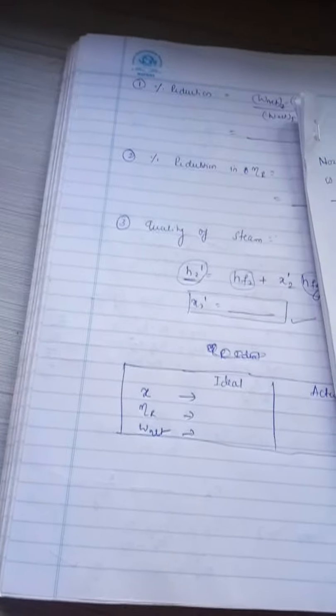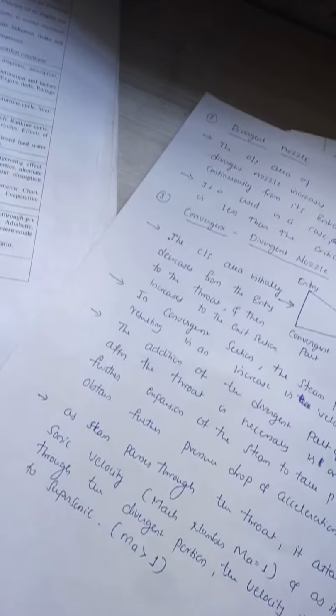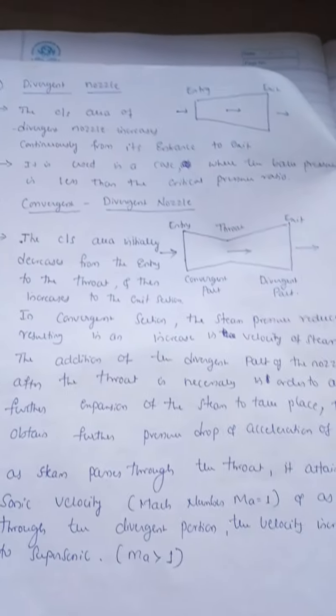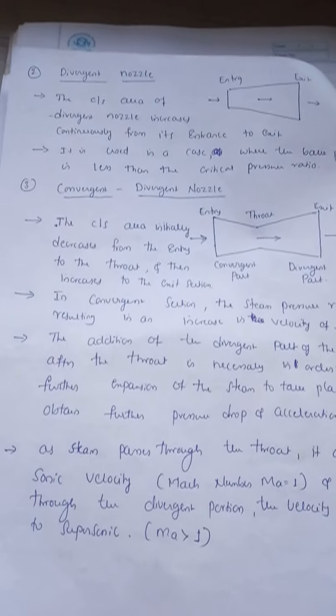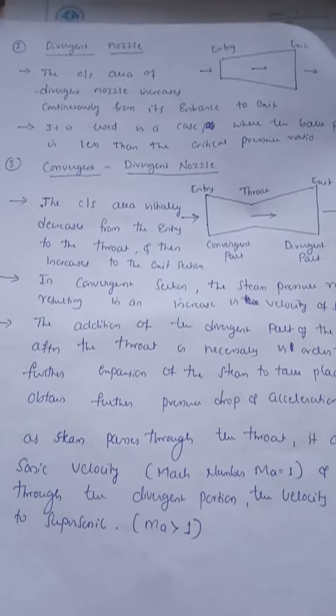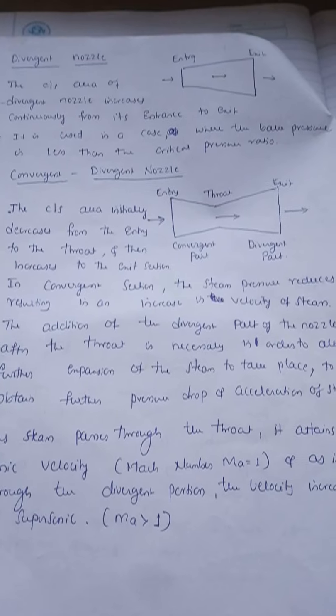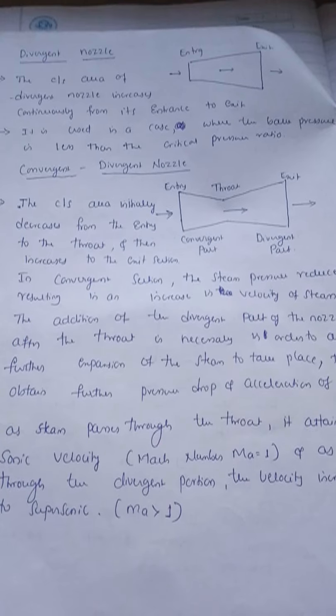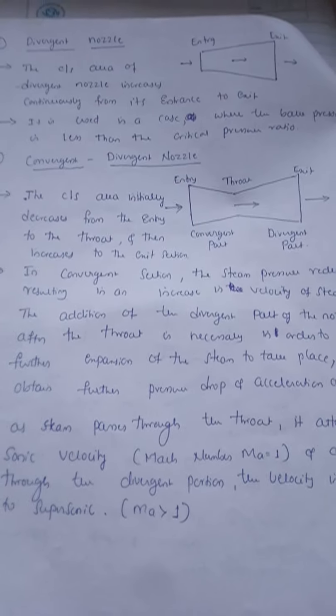So some applications are given here. Next we'll go for one more simple one. This one is the divergent nozzle. This type of cross section, a divergent nozzle, means the area increases from entrance to exit. It is used in a case where the back pressure is less than the critical pressure ratio.